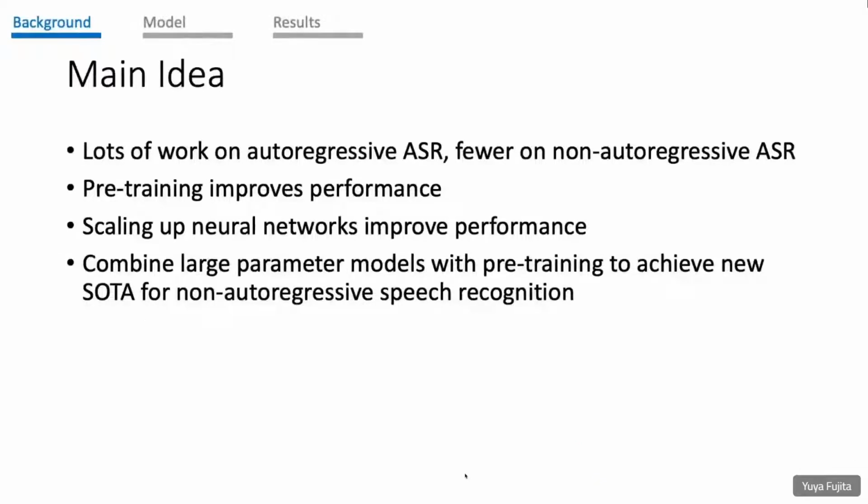There has been a lot of recent work on autoregressive speech recognition, but not as much on non-autoregressive ones, even though non-autoregressive models have advantages. From the literature, we know that both pre-training and scaling up model size improves performance, but scaling up model size naively can lead to the problem of overfitting. The main idea of our paper is to combine large parameter models with pre-training to reduce the problem of overfitting, and by doing so, achieve a new state-of-the-art for non-autoregressive speech recognition.